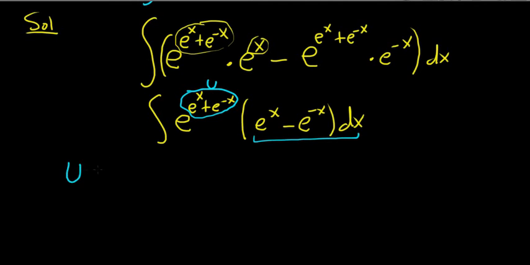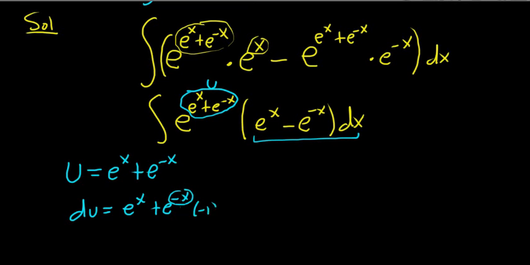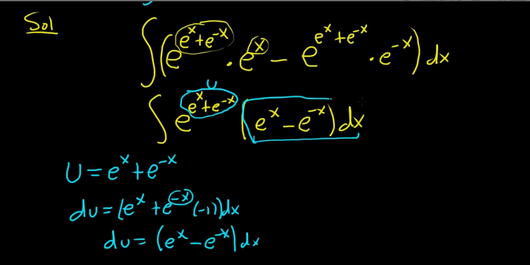So let's do it. So u is equal to e to the x plus e to the negative x. And then du, well, that's the derivative of u. Well, the derivative of e to the x is e to the x. The derivative here is e to the negative x times the derivative of the inside function. That's the chain rule. That's negative 1. And then we have the dx. So this is du equals e to the x minus e to the negative x dx. And that's precisely what we have in our integrand, right?